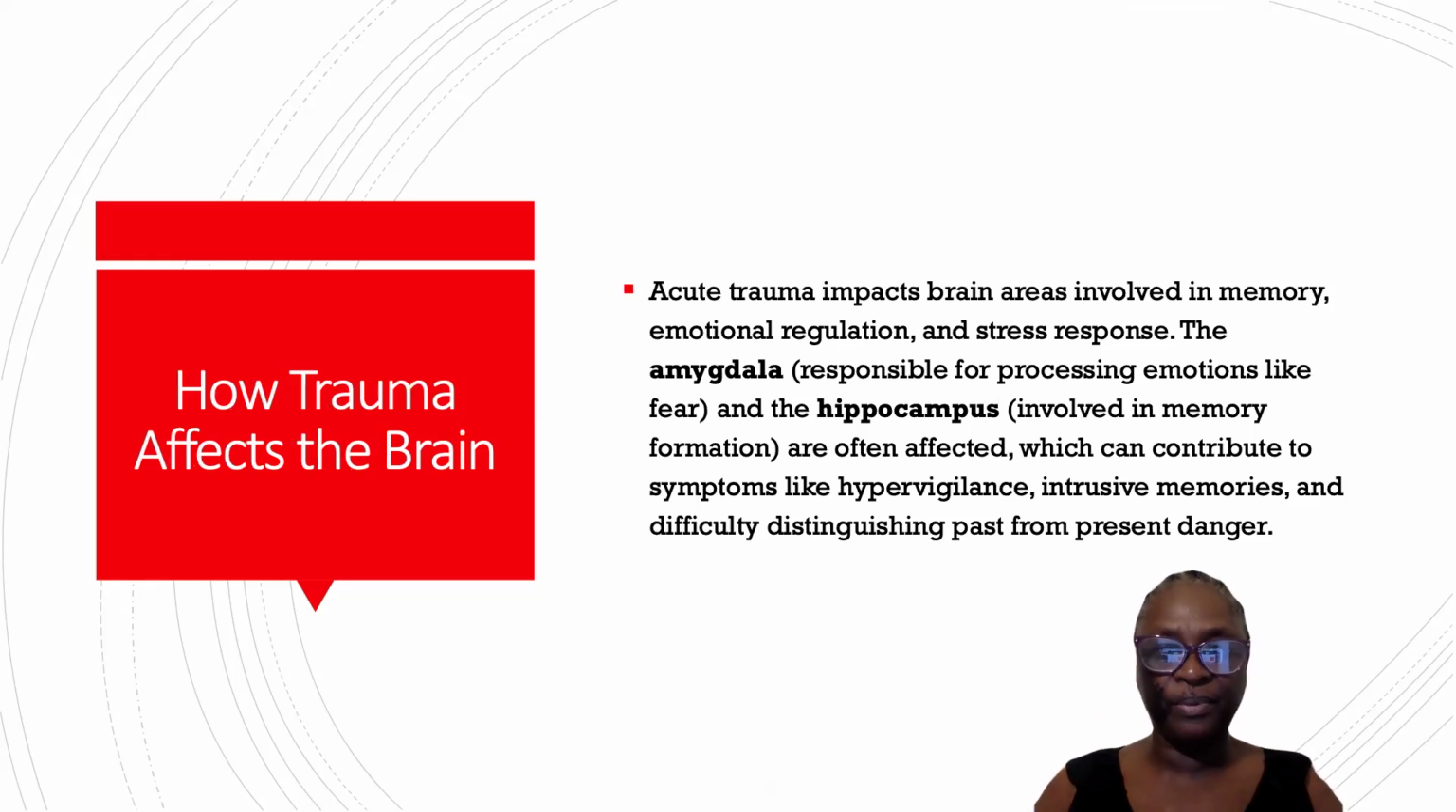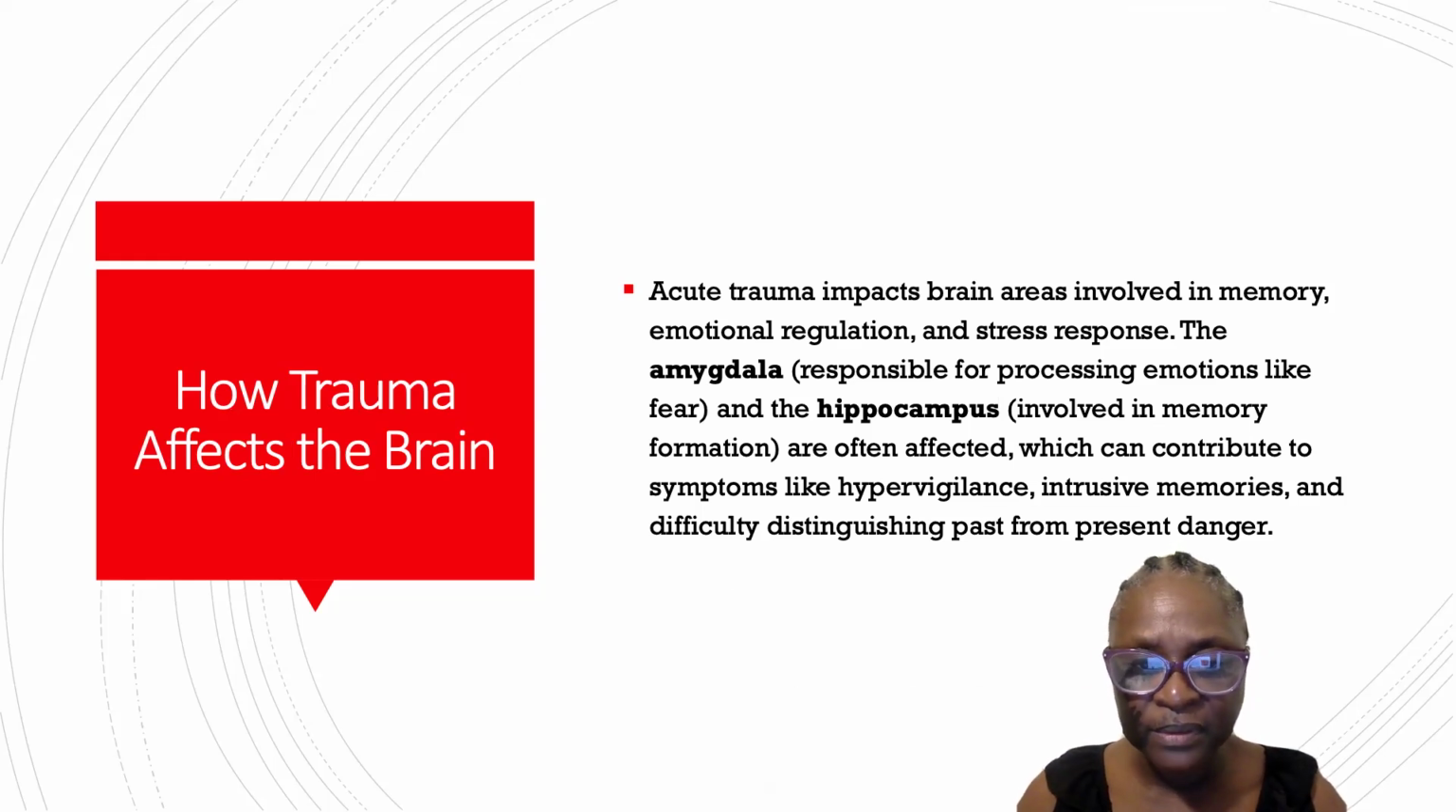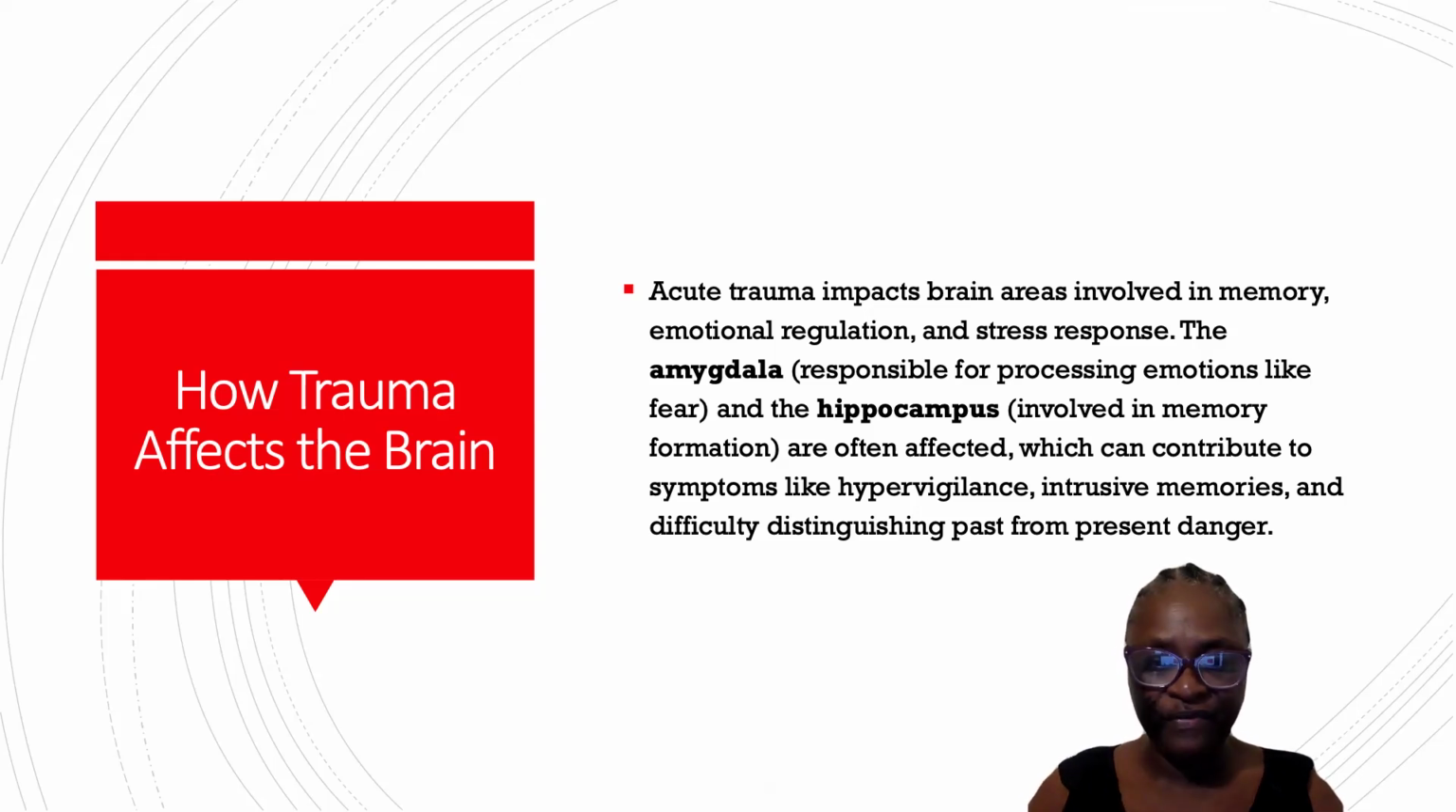How trauma affects the brain. Acute trauma impacts brain areas involved in memory, emotional regulation, and stress response. So the amygdala, responsible for processing emotions like fear, and the hippocampus, involved in memory formation, are often affected, which can contribute to symptoms like hypervigilance, intrusive memories, and difficulty distinguishing past from present danger.